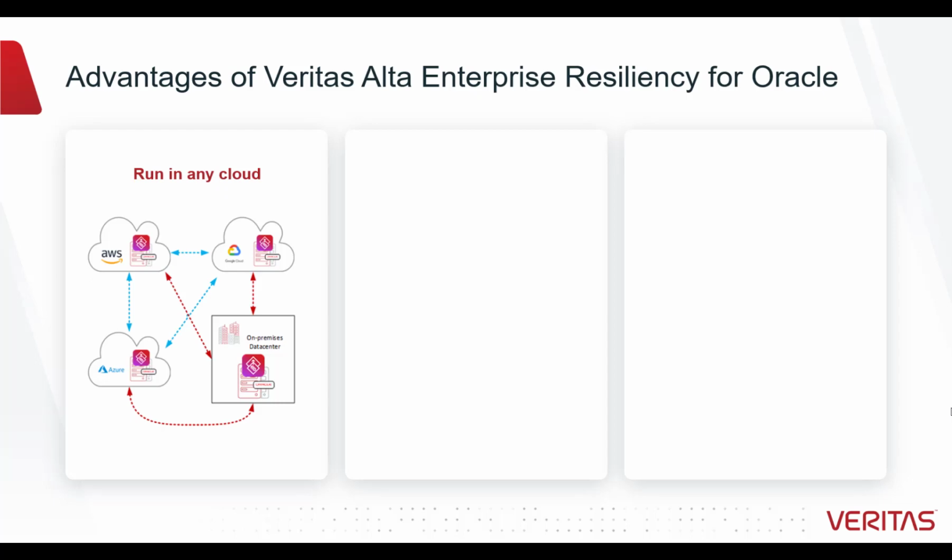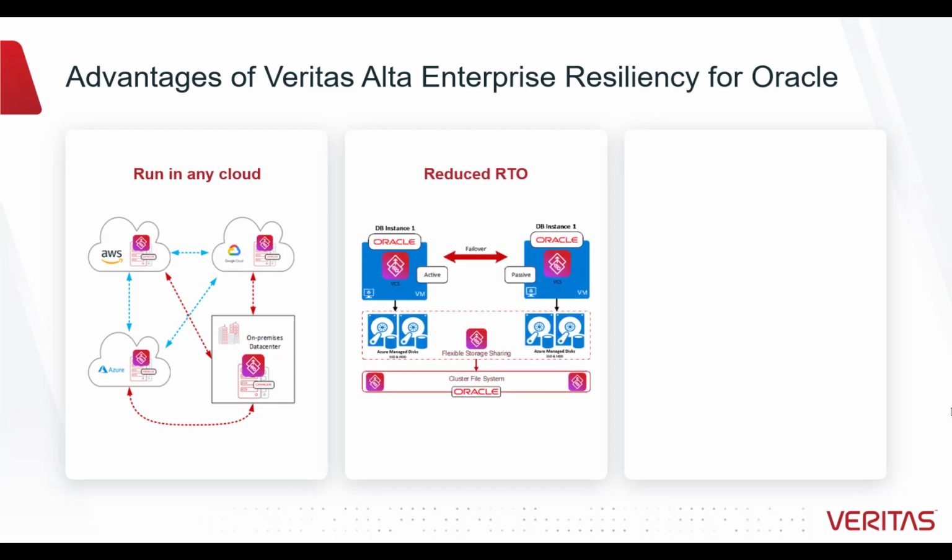Veritas Alta Enterprise Resiliency is a platform-agnostic solution and enables you to run Oracle database in any public cloud in a highly available single-instance configuration that delivers close to the same availability as RAC at a reduced cost. It also lowers RTO by having the Oracle database instance accompanied by a passive system that is ready to take over if the active system fails. Veritas Alta Enterprise Resiliency orchestrates this process to provide a smooth and predictable experience.